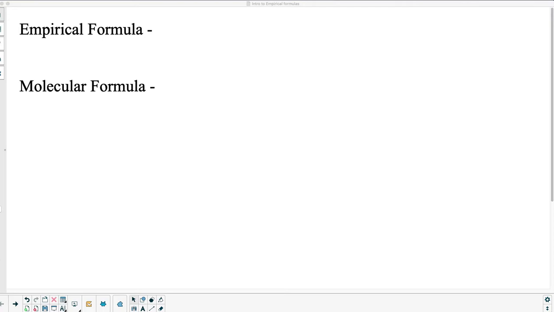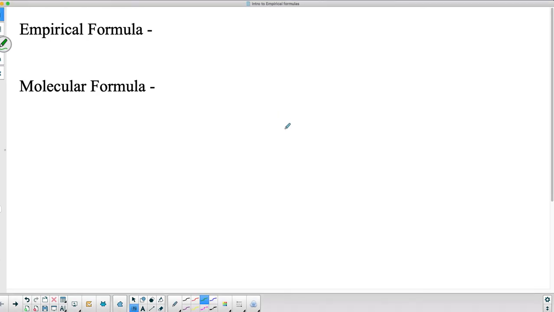Hey class, we continue on with our mole calculations. This falls under our mole calculations. This is about empirical formulas and molecular formulas, and it's actually pretty formulaic. It's not like you have to learn a whole new concept. I'm just going to take you through basically a set of steps. So let me introduce both empirical formulas and molecular formulas to you.